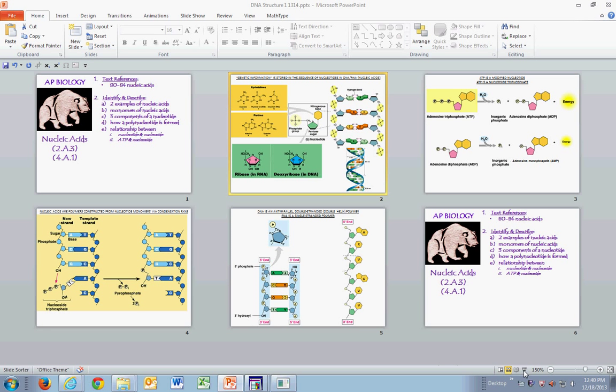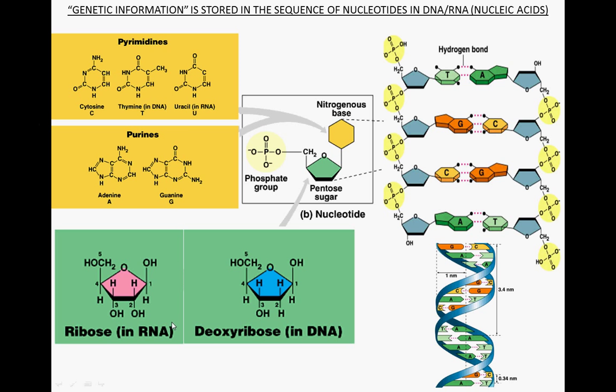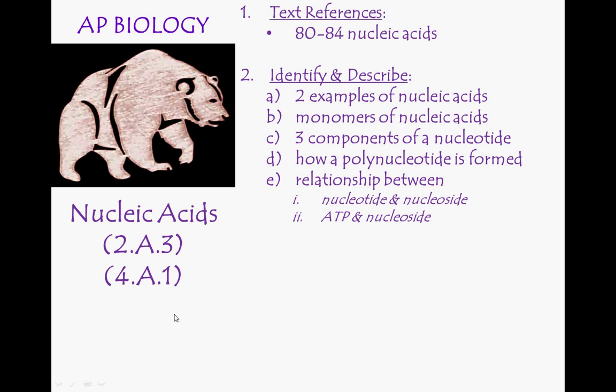Hello, welcome to another screencast where I'll be discussing the nucleic acids, the structure, and the function of them. So by the end of this, you should be able to identify and describe two examples of nucleic acids, be able to identify the monomers of the nucleic acids, identify three components of a nucleotide, describe how a polynucleotide is formed. So what is a polynucleotide and how it is formed.